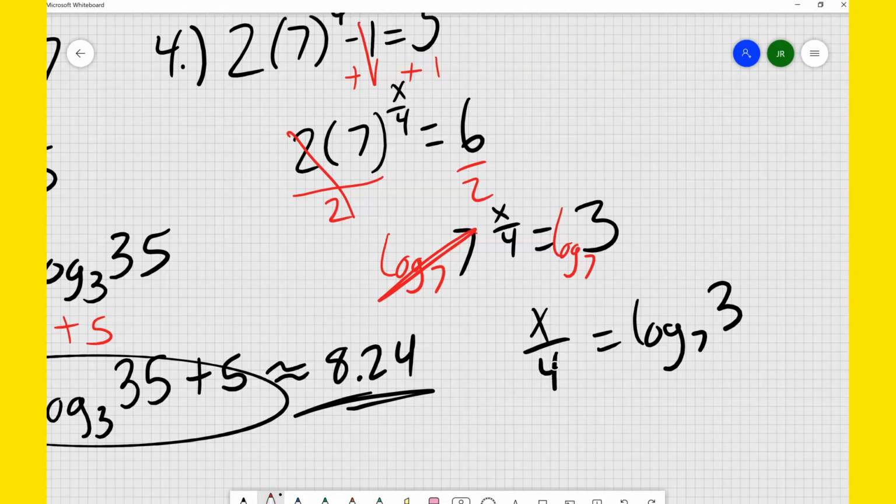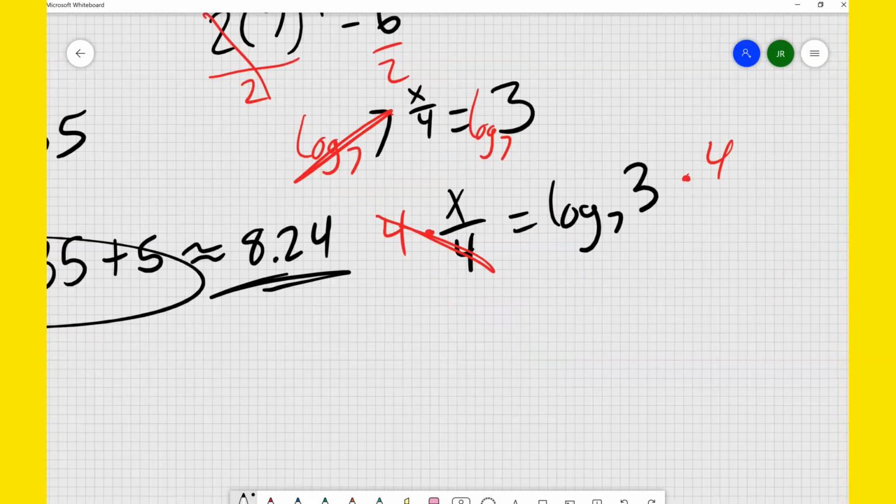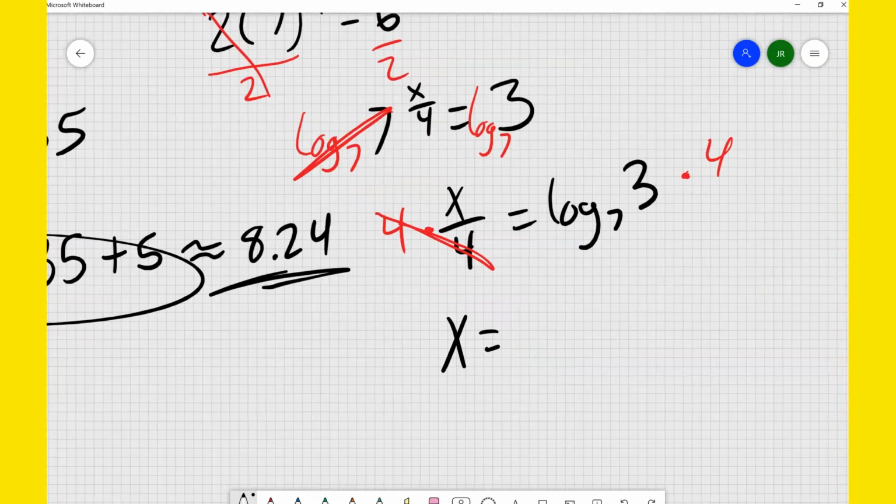And then the last thing to get rid of is that 4. What is that 4 doing? That 4 is dividing with that x, so how do we get rid of it? We multiply by 4 on both sides. So cancels that out. And we get x equals, just put the 4 in front of the log base 7.